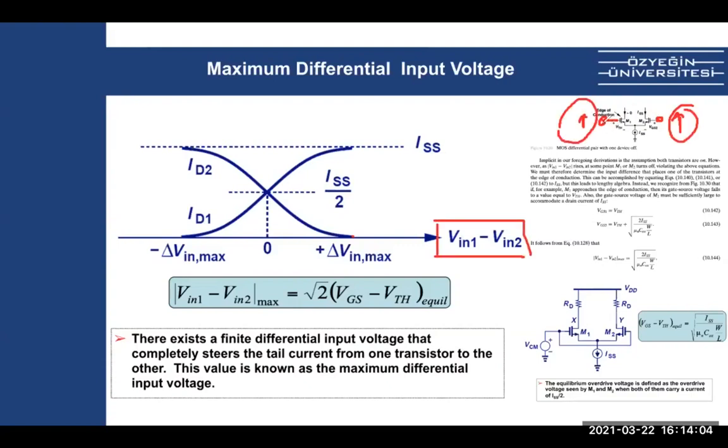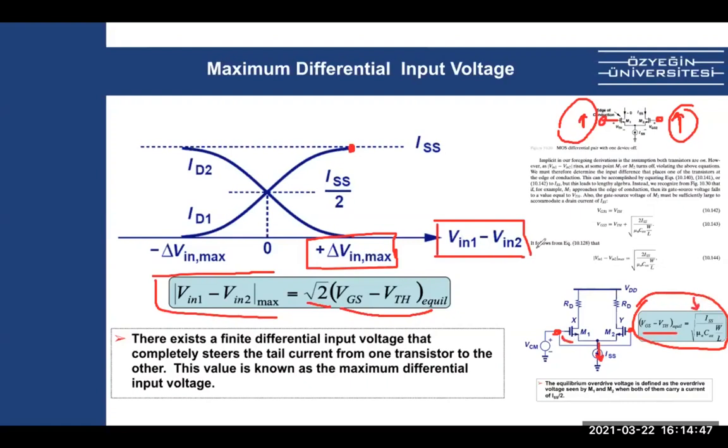This one, V in 1, should be bigger than V in 2, this much, so that it pulls all the currents, right? And that one is given to you as square root 2 times VGS minus VT equilibrium. We find this equilibrium voltage, right? And they are at the same voltage level with the ISS going through here. This is the VGS minus VT. VGS minus VT equilibrium is this. So if we multiply it with square root 2, then that's the voltage basically here.